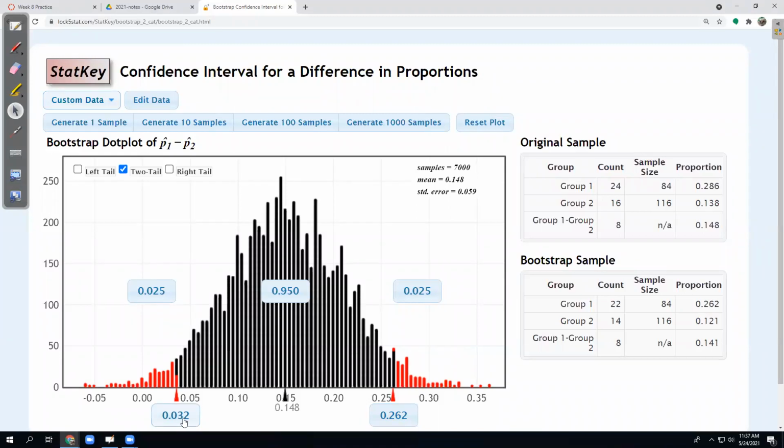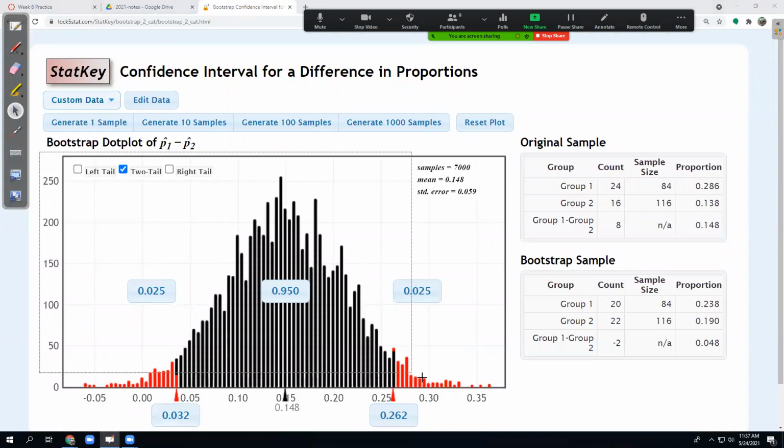So we think the difference between the proportion of people who die that had an infection versus the proportion of people who die who didn't have an infection, that difference is somewhere between 3.2% and 26.2%. Just gonna grab a screenshot of this, then we'll try the formula, see how similar it comes out.